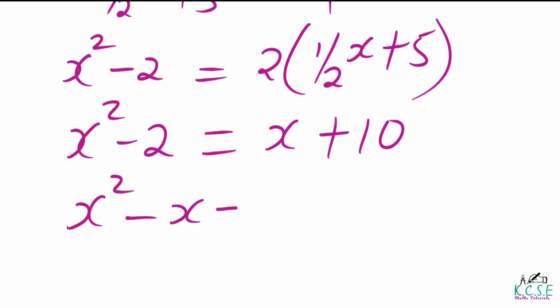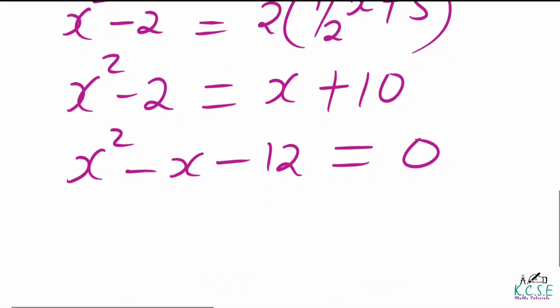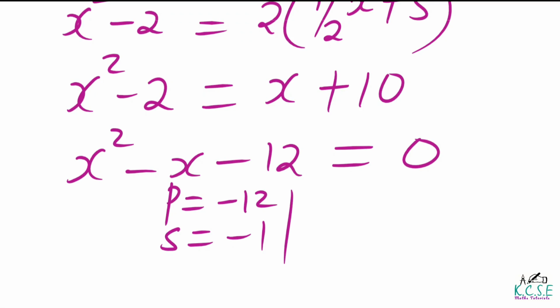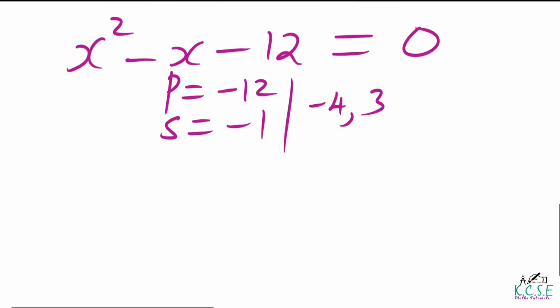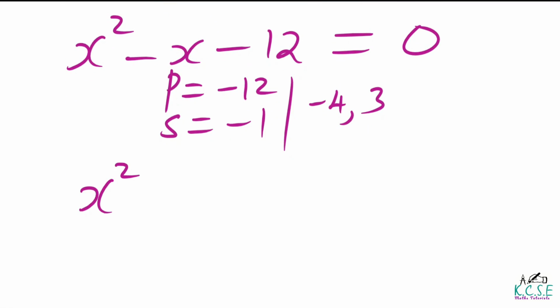So you notice that this is a quadratic equation. So we solve this quadratic equation to get two values of x. You can use factorization, look for two numbers whose product is negative 12 and their sum is negative 1. So these numbers are negative 4 and 3. So now we can solve this. x squared minus 4x plus 3x minus 12 is equal to 0.